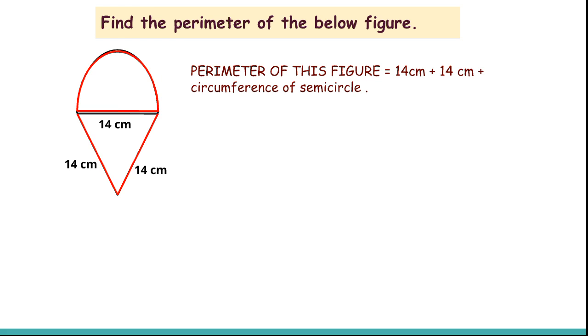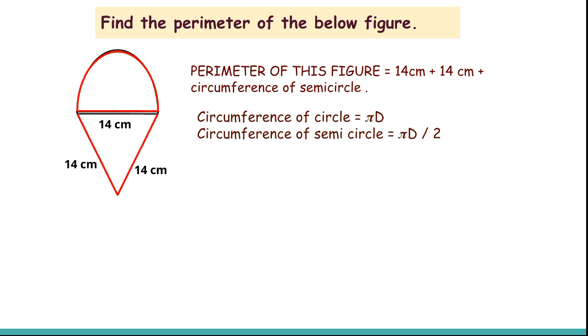We know the formula for circumference of the circle is equal to pi d. But why have we used pi d here without using 2 pi r? Because if you see here, this 14 centimeters is common for the semicircle and also for the triangle. So this 14 centimeters is the diameter of the circle. Circumference of circle is pi d, then circumference of semicircle is half of the circle. So circumference is equal to pi d by 2.